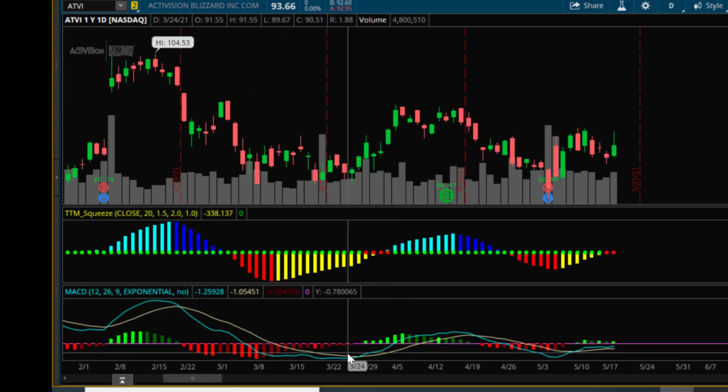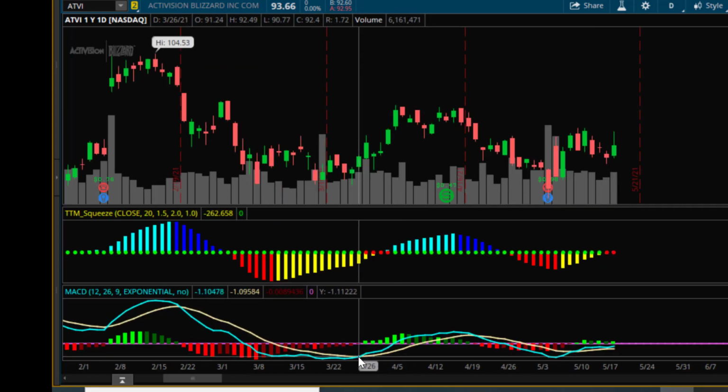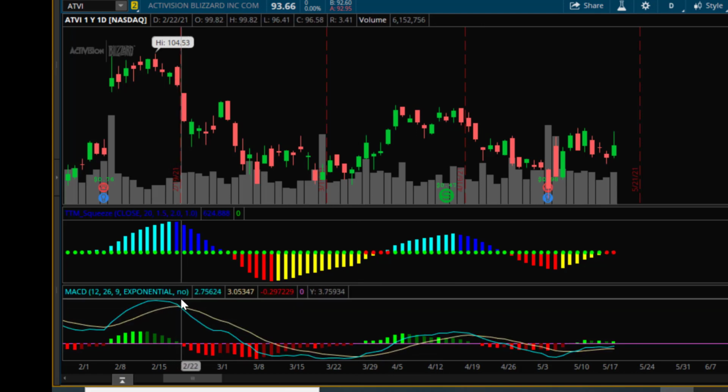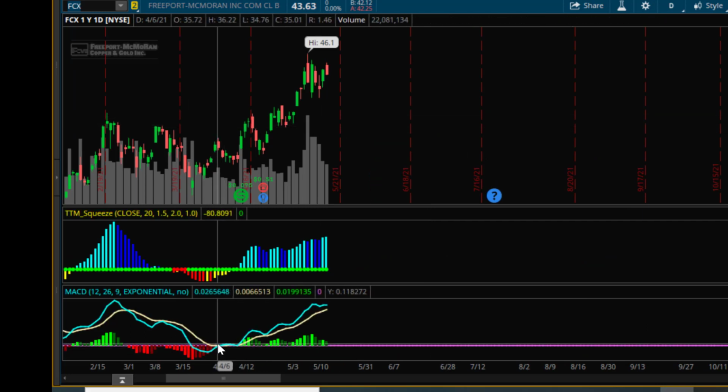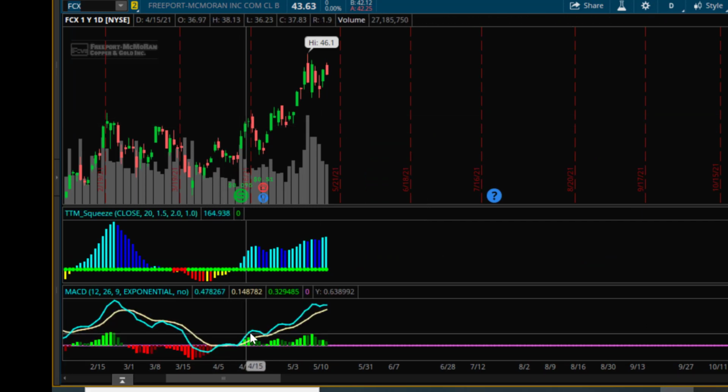Let's look at some more examples. You have a bullish cross right here, and then price went up. You have a bearish cross right here, and then price went down. FCX. This is a trade I alerted this week. You have a bullish crossover right here where the MACD line crosses above the signal line, and then we see price trended upward.